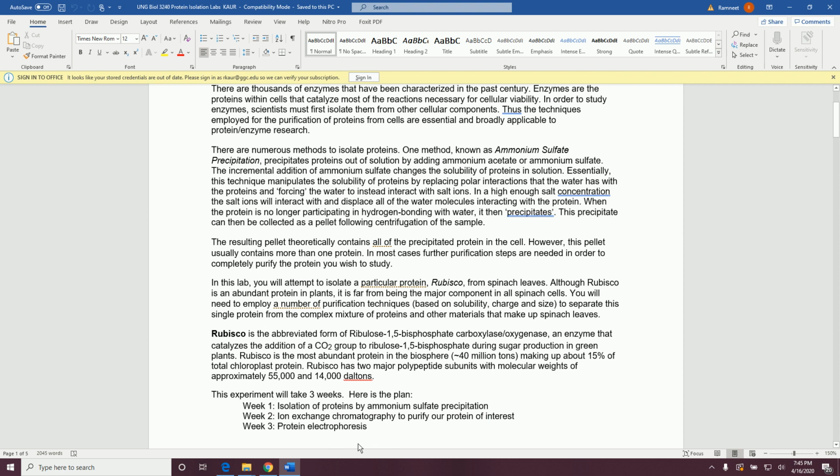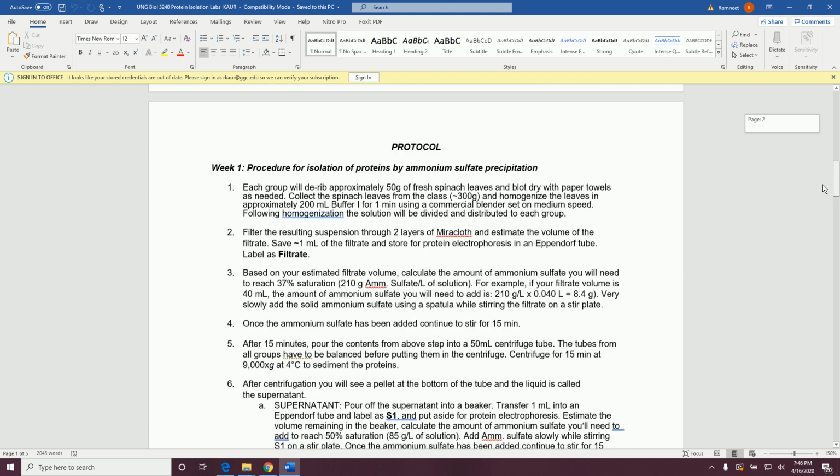And in the last lab, we do protein gel electrophoresis. We run the protein gel and we try to see on the gel if we have isolated rubisco or not. So remember that the size of rubisco is 55 kilodaltons. You expect two polypeptide chains on the protein gel. One is 55 kilodaltons, another is 14 kilodaltons. So let's go over the protocol.